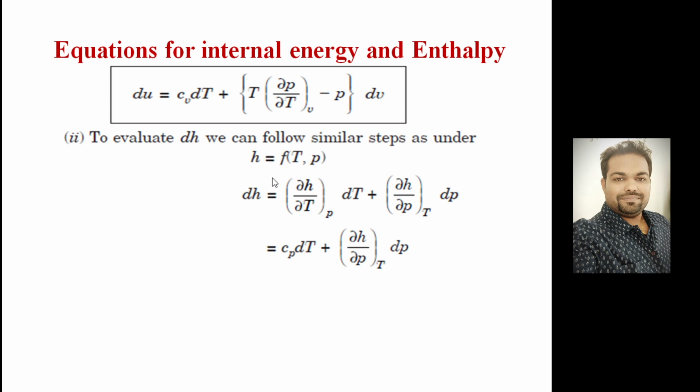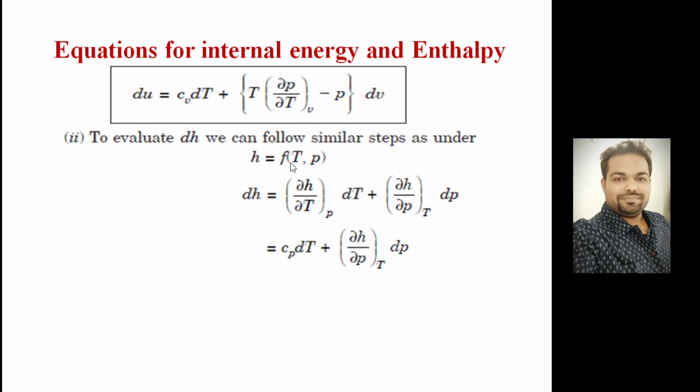So specific enthalpy is a function of temperature and pressure. So dH can be written in this way, right? Once you know the dH, this term is what? Basically this is a heat transfer, dH is equal to Cp dT. So this ∂h/∂T becomes Cp and dT. Now this value is unknown.